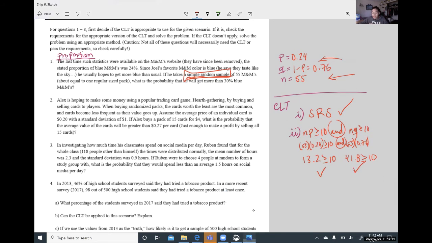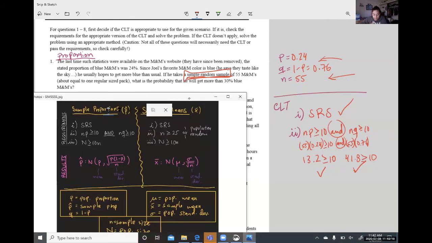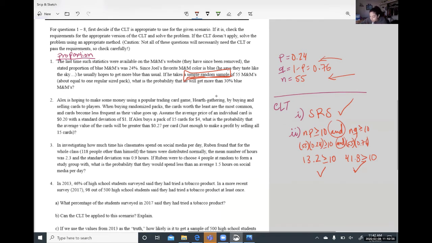Okay, and then we have our third requirement, which is that capital N, the population size, is greater than or equal to 10 times little n. Little n is the sample size. So n is 55, so 10 times 55 is equal to 550. And so is capital N greater than or equal to 550?